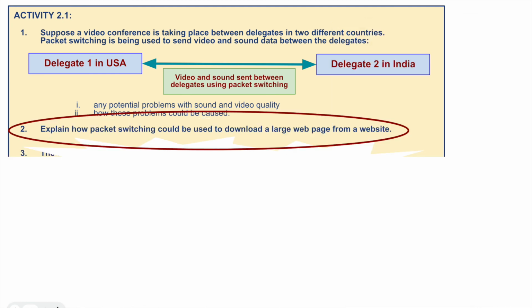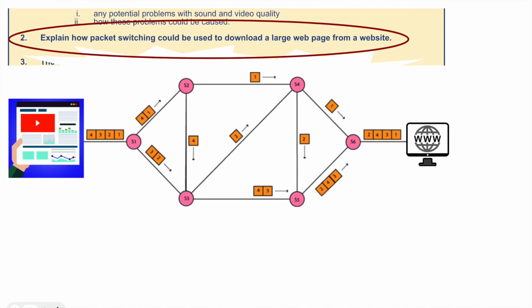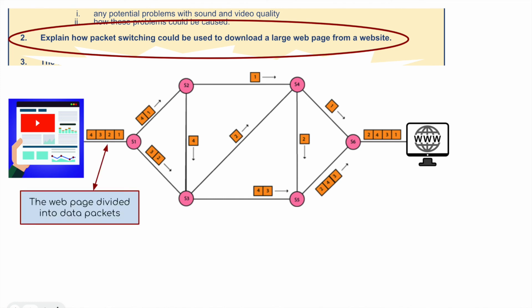Question 2. Explain how packet switching could be used to download a large web page from a website. Well, again, we've explained this. The web page is divided into data packets.